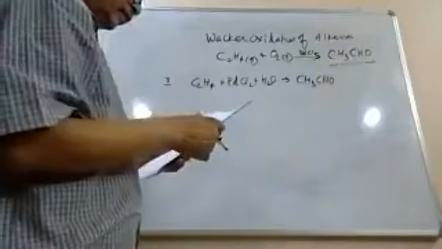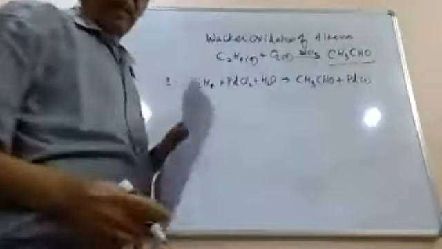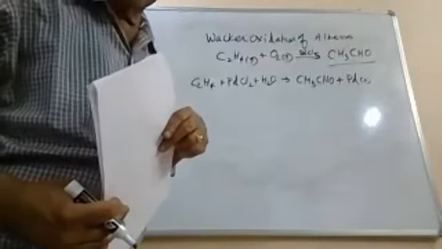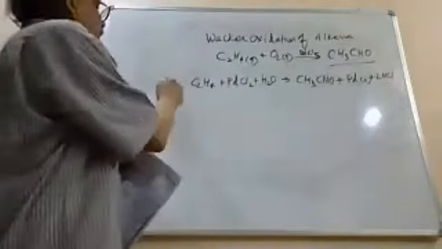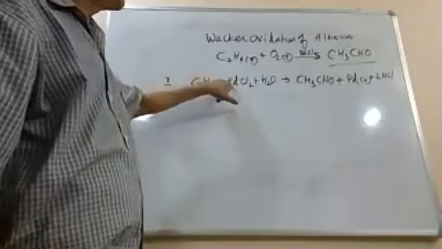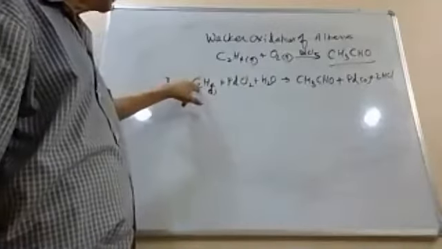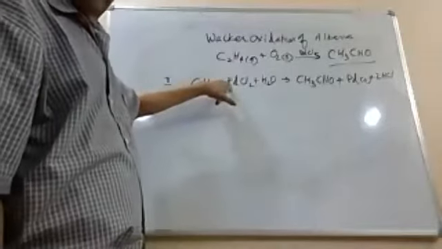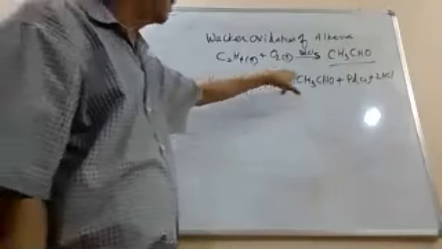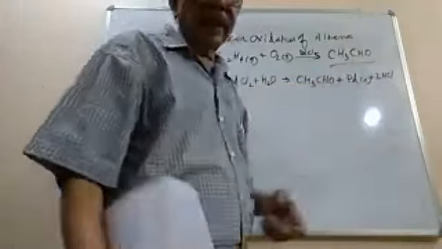CH3CHO, and we get palladium in the zero oxidation state. So we get elemental palladium plus 2HCl. That's the first step. So we have ethylene reacting with PdCl2 in the presence of water. What ethylene does is reduce the palladium from the 2+ oxidation state to 0. So you get elemental palladium and aldehyde.